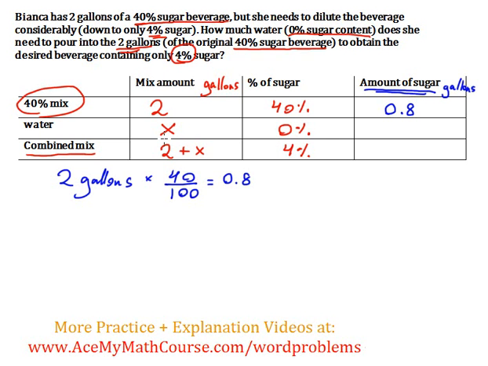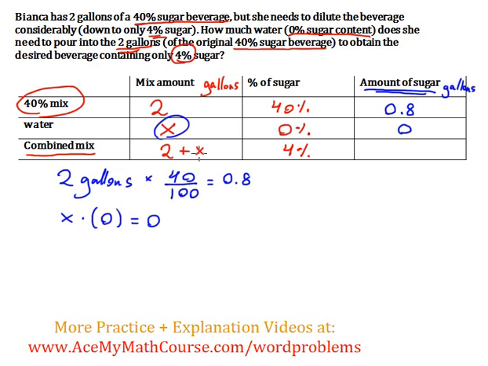Great, so let's do the same to all rows to figure them out. So for water, we have X. We multiply X by 0%. So X times 0 over 100 is just going to be 0. Oh, great. Look at that. So the amount of this row is just 0 because X times 0% is 0.